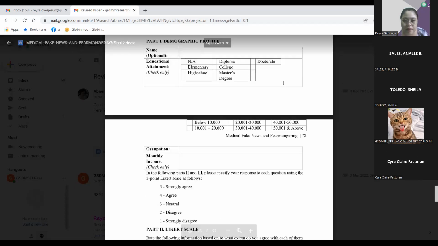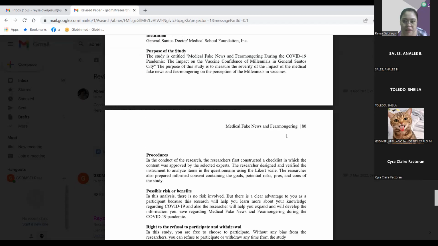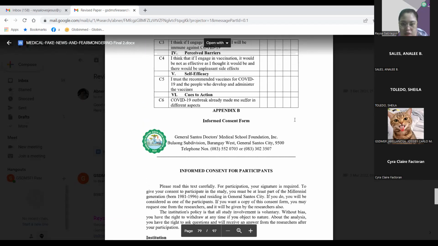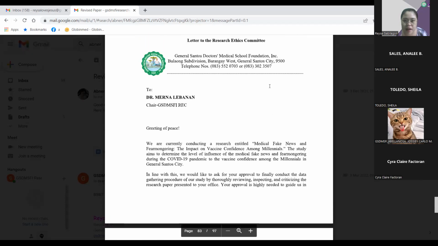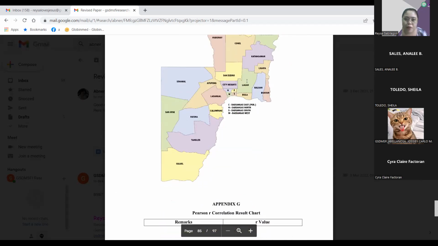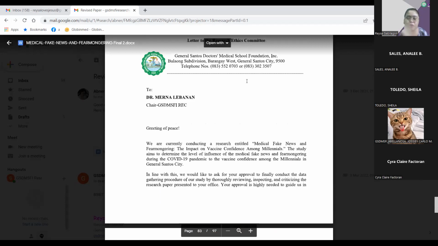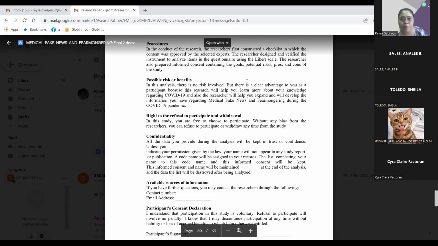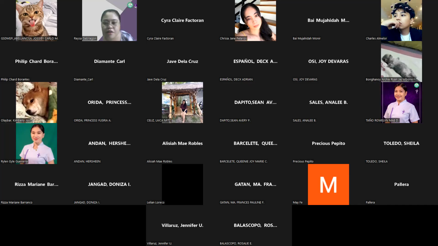Okay? So yung sa kanila kasi nauna yung questionnaire. I think this is followed by the informed consent. Oh yeah, informed consent. And then nahuli yung letters nila pero nakapasunod naman. Okay, and then we have the maps. And then syempre yung last part na is the curriculum vitae. Okay, so that's it for your research. Do you have questions or clarifications?